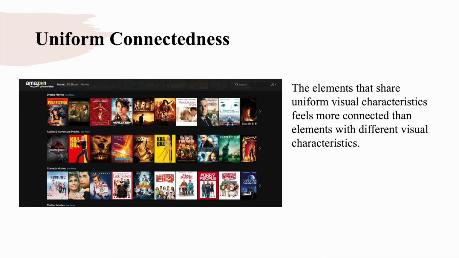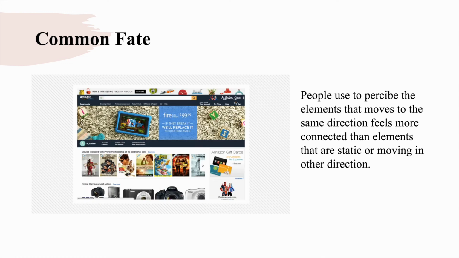feel more similar. People tend to perceive elements that move in the same direction as more connected than elements that are static or moving in other directions. For example, in the Amazon website, we can see the movies included with Prime membership at no additional cost section, where we are able to swipe the movies left or right, giving the user the perception that all those movies belong to the same section.